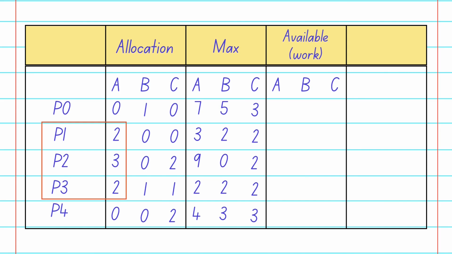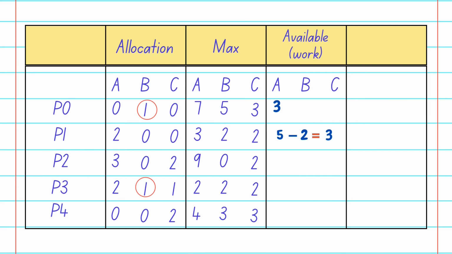So out of 10, process P1 occupies 2 resources, P2 occupies 3 and P3 occupies 2, right? As we understood from the given table, out of 10, 7 resources are occupied, so the remaining will be 10 minus 7, which is 3. So our available resource count for resource A would be 3. Got it?